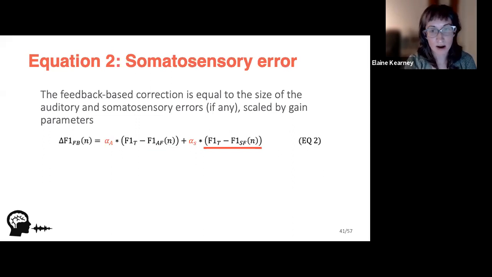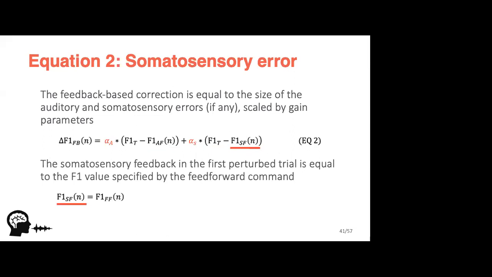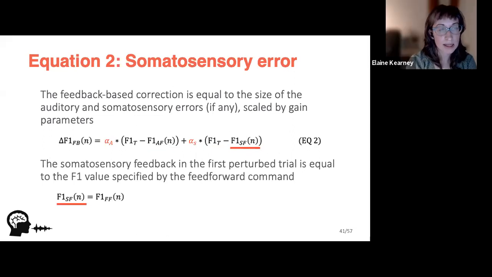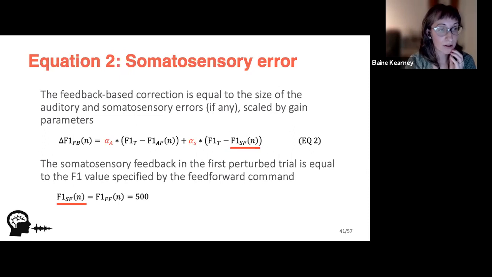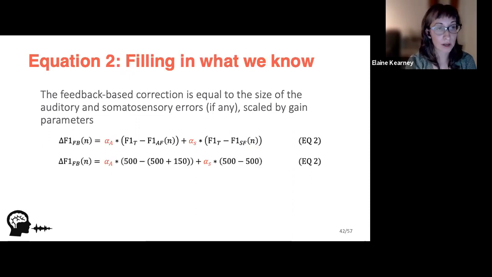Then similarly, the somatosensory error is estimated as the difference between the F1 target and the somatosensory feedback. Since we're modeling auditory perturbations in this example, we're going to assume that the somatosensory feedback in this first perturbed trial is equal to the F1 value specified by the feedforward command. So for this first trial, we're not actually detecting any somatosensory error. And again, we know that this is 500 in this example. And so then we can start to fill in all of the values that we know so far. We work these out. We discovered that we have an error of 150 hertz.